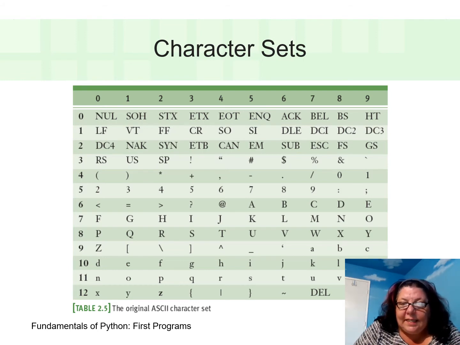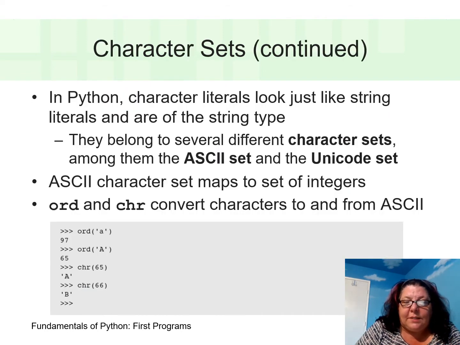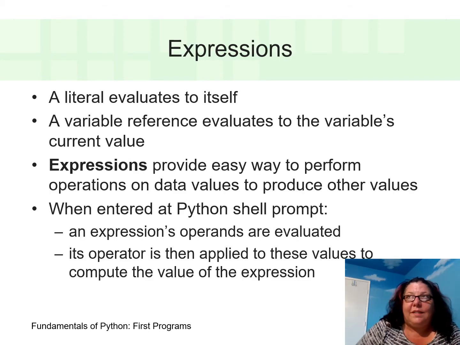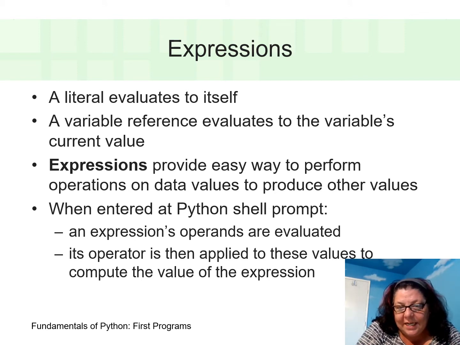So the character sets, some characters that aren't in standard representation have different representation within Python, and we use those character sets, like the ASCII set or the Unicode set, to map the integers to the numbers that are used to represent them. An expression is a way to perform operations on data values to produce other values. 1 plus 2 is an expression.